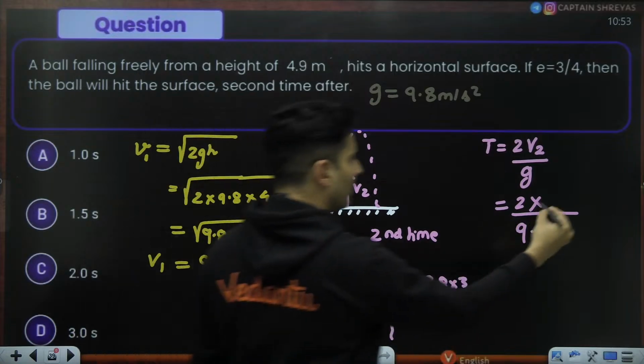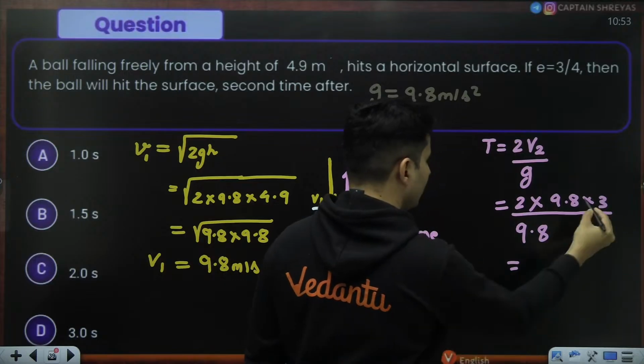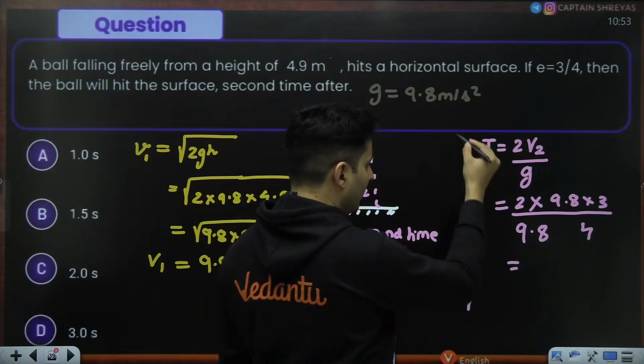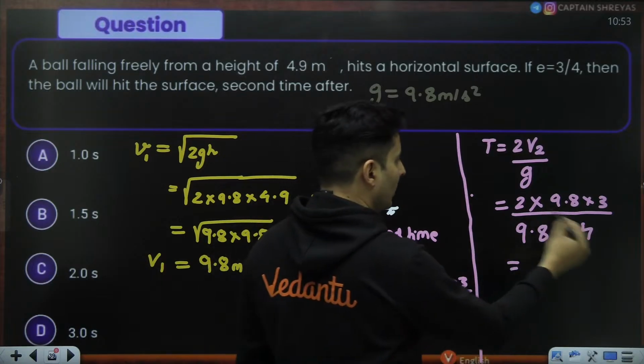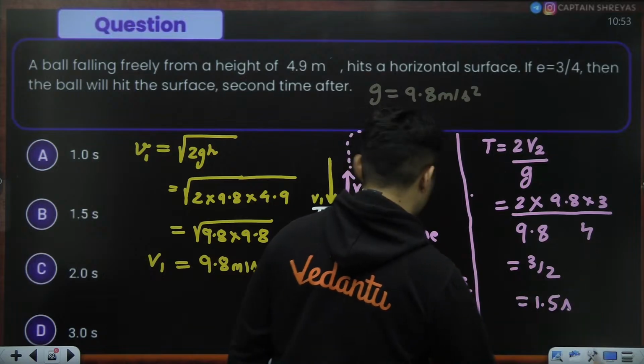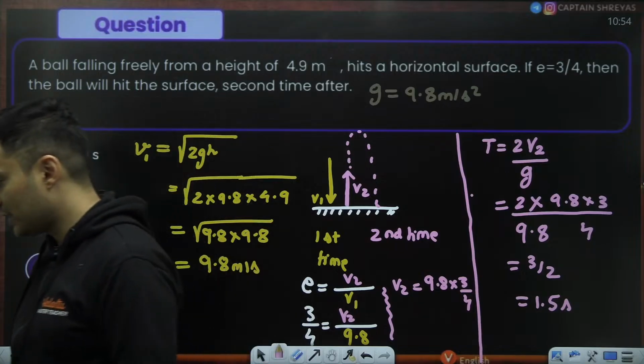So substitute that over here. 9.8 multiplied by 3 divided by 4. 9.8, 9.8 cancels out. Correct? 2 and 4 cancels out. So 3 by 2 will be remaining. So 1.5 seconds. So 1.5 seconds is B option. That is absolutely correct. Perfect.